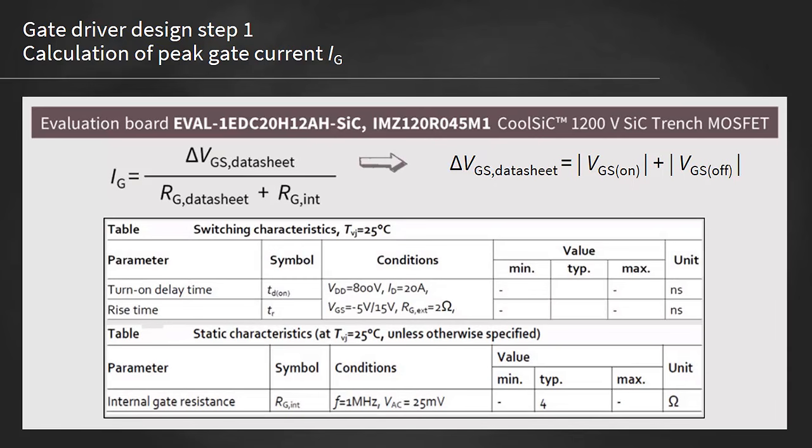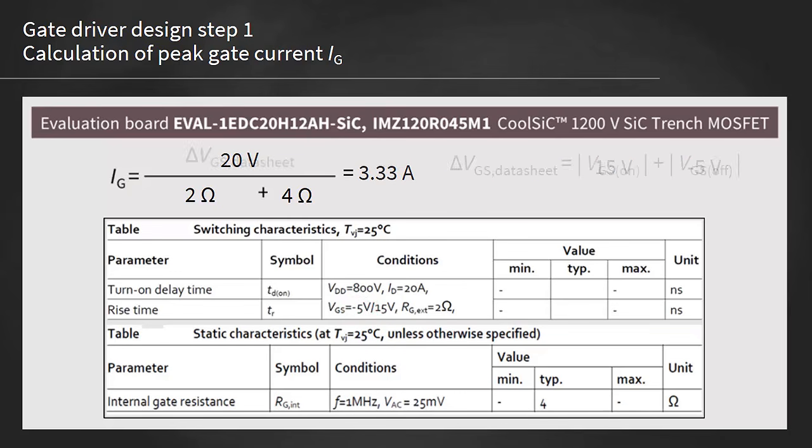The switching characteristics give information about the used external gate resistor. The integrated gate resistor is always stated in the static characteristics. Note that the value should be assumed as 0 if no information can be found there. And the effective gate voltages can also be found in the switching characteristics. We can see there is an on-state voltage of 15 volts and an off-state voltage of -5 volts. Executing the initial equation will lead to a peak current of 3.33 amperes.